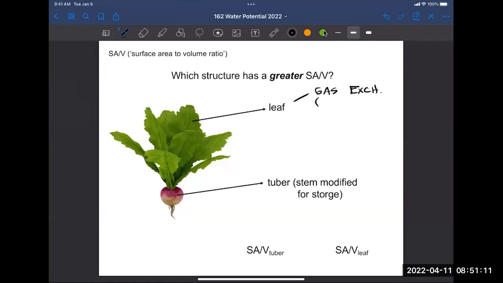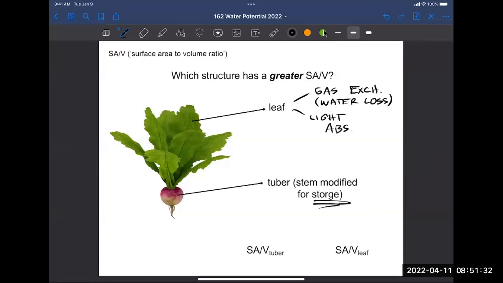Now, of course, there's a penalty for that, which means that you're also going to lose a lot of water through the leaf. Water loss, which we talked about in lecture number 1, is the flip side of having a lot of surface area for gas exchange. And for harvesting light, you need a lot of surface area as well. So light absorption.